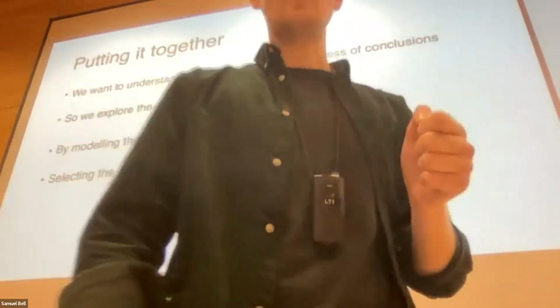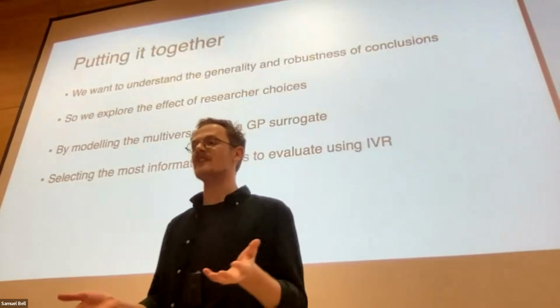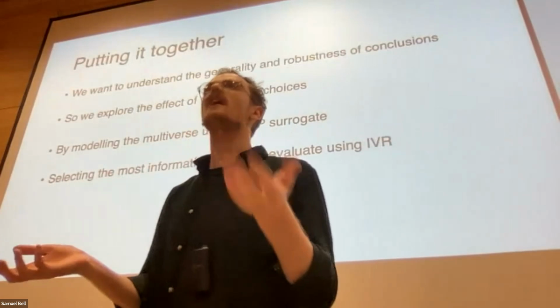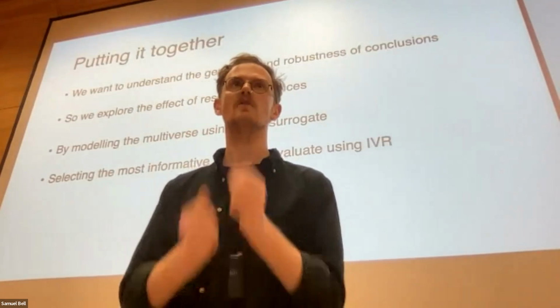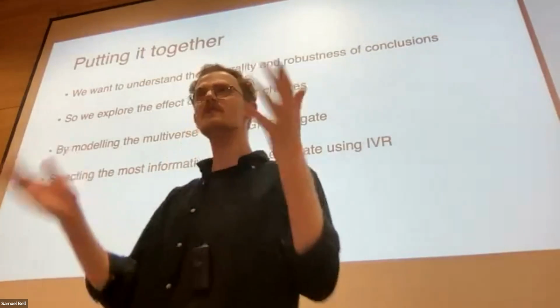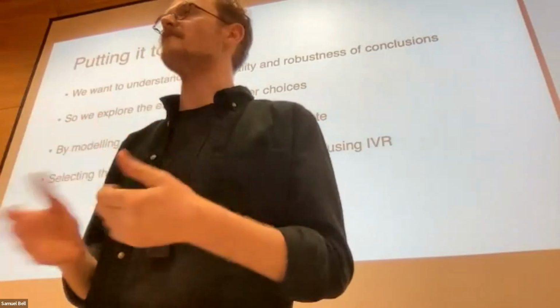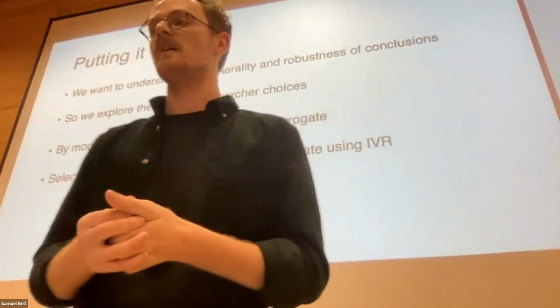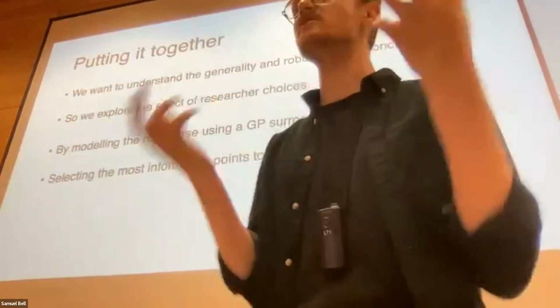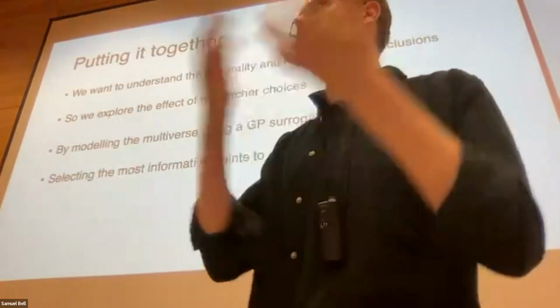Okay, so just to put everything that we've talked about together, we want to understand the generality and robustness of scientific conclusions in machine learning. Hopefully you agree that that's important. And the way that we're going to do that is we're going to explore the effect of researcher choices. We're going to do that by modeling, because we know that it's intractable. It's far too expensive to search through the whole space.